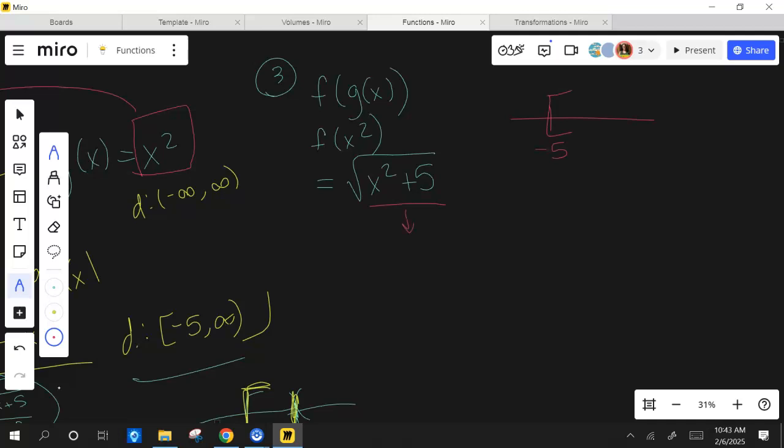Does this create any new restrictions for me? X squared plus 5 has got to be greater than or equal to 0. So x squared has got to be greater than or equal to -5. Now wait, think about this logically. If you square a number, what happens? It's going to be positive. This is always going to be bigger than -5. This is always satisfied. There's nothing new to leave out. So my combined domain is still -5 to infinity.